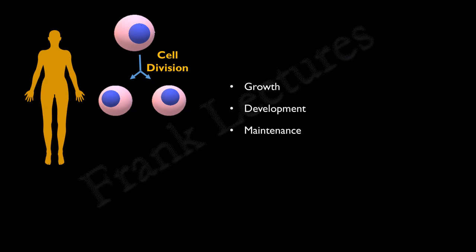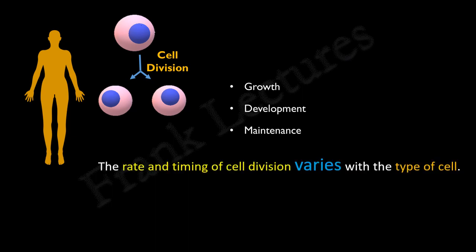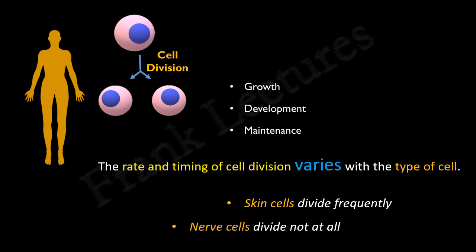But in the body of a eukaryotic organism such as human, the rate and timing of cell division varies with the type of cell. For example, skin cells divide frequently throughout life and specialized cells such as nerve cells do not divide at all. The reason behind these differences in the frequency of cell division is the regulation of the cell cycle at the molecular level.